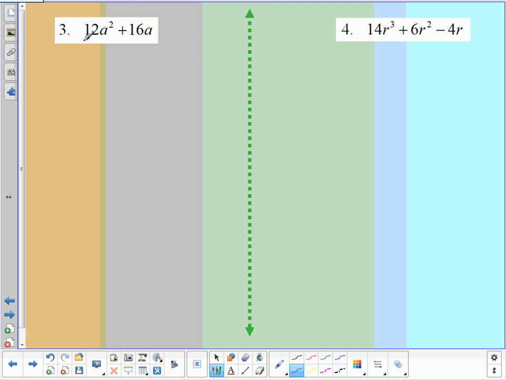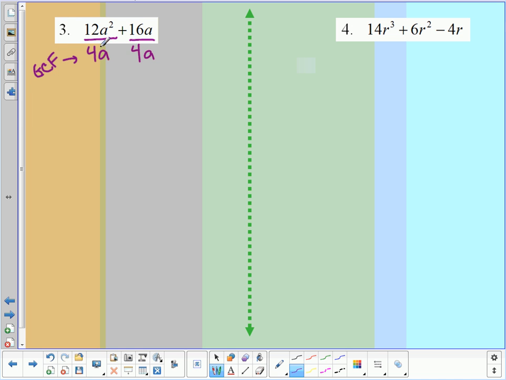So I'm going to be dividing both of these by 4. But then I also need to think about the variables. Here I have a squared, there I have a, and the largest variable that I can take out is 1a. I have 2 a's here, but I only have 1 there, so that's the largest that I can take out. So this is my GCF.